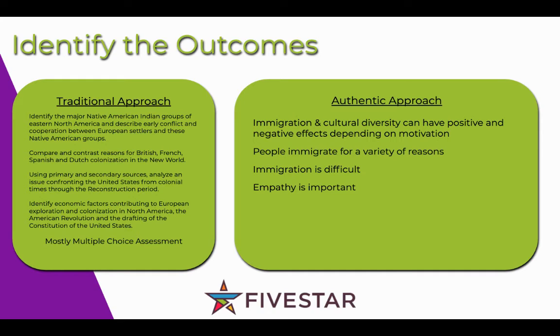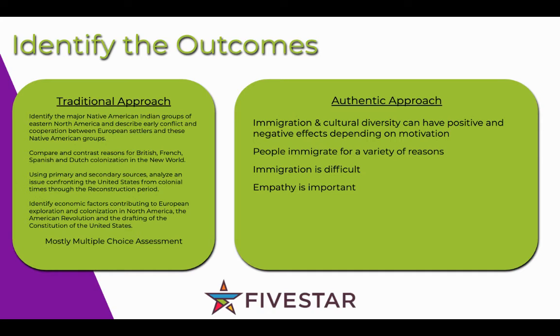And so for this example, I've taken these 4 standards and I've come up with 4 understandings that I want my students to know. I want them to understand that immigration and cultural diversity can have positive and negative effects depending on motivation. I want them to understand that people immigrate for a variety of reasons, that immigration is difficult, and that empathy is important. So instead of going into this unit focused on the very specific 4 standards here, I'm going into this unit with my focus on the outcomes that I want my students to have by the end of this. And that's going to change the way I approach teaching those units.